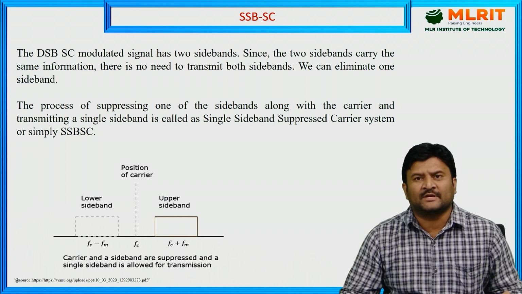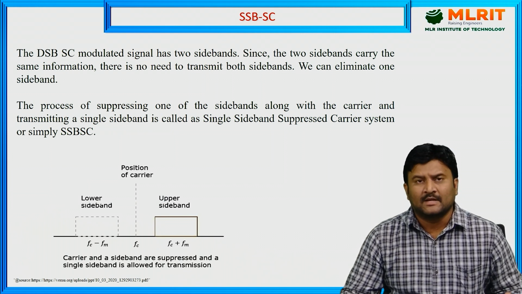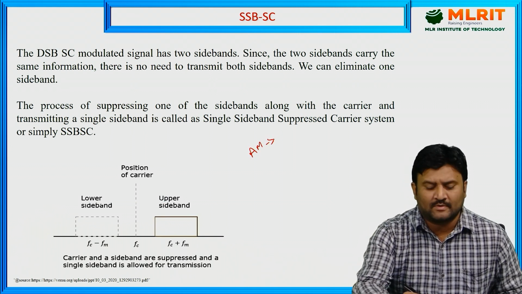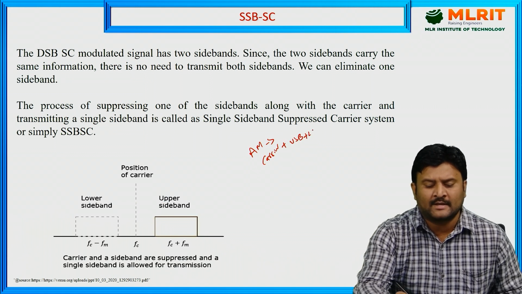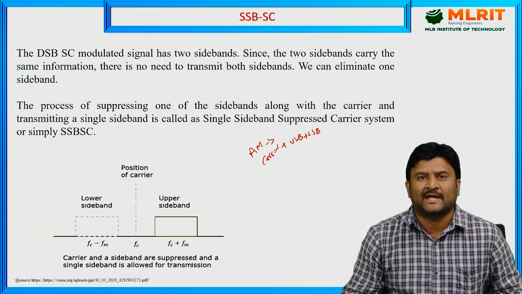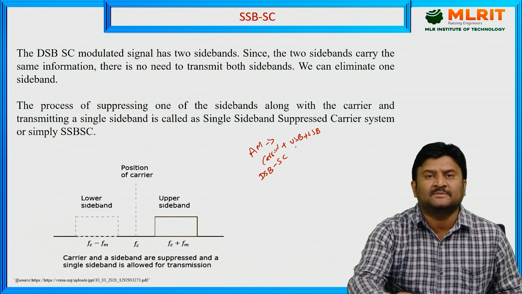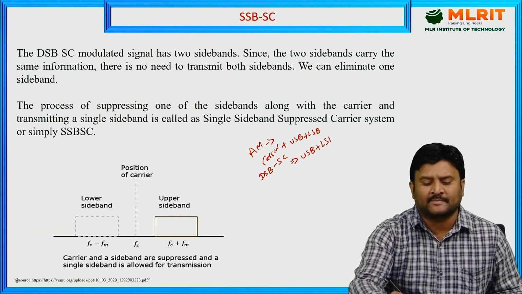In the previous lecture, we learned about DSB-SC signal processing. What does DSB-SC mean? Double Sideband Suppressed Carrier. In the case of AM, when you are taking amplitude modulation, we had carrier plus upper sideband and lower sideband. This is called conventional AM or double sideband full carrier system. After that, the next AM technique is DSB-SC, double sideband suppressed carrier. It consists of only the upper sideband and lower sideband.